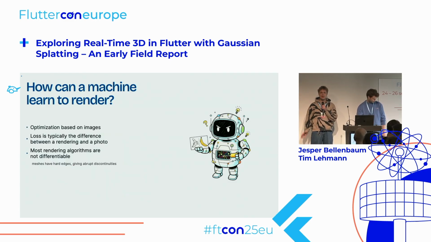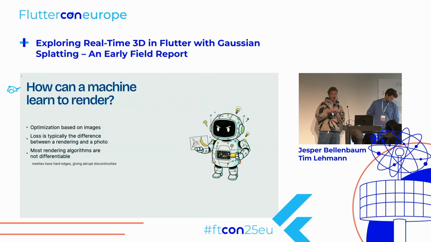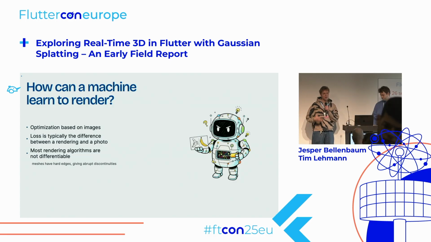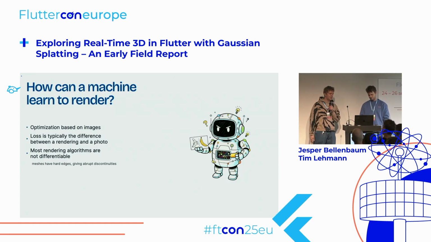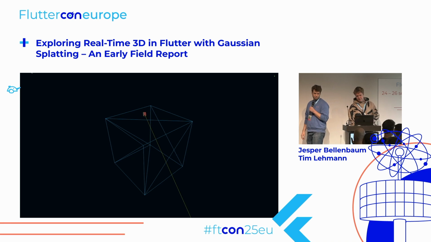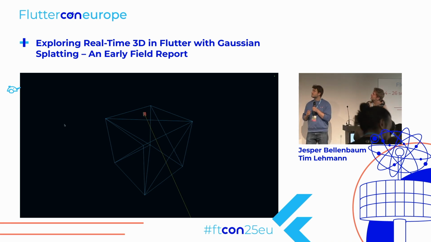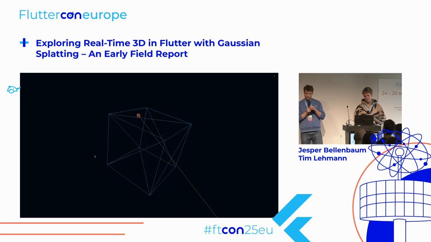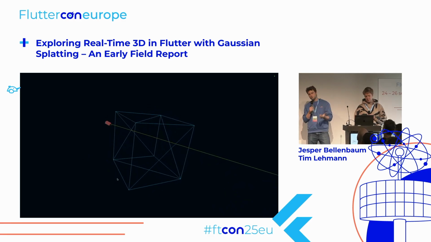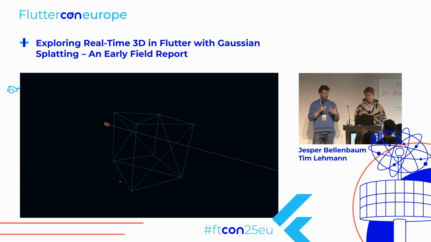The problem is that most classical rendering algorithms aren't differentiable. So the machine doesn't know which way to move in to improve. So we need some new way to represent this rendering so the machine can do that. What we basically need is a 3D scene representation which allows us to employ a differentiable rendering algorithm so that we can use our machine learning tooling in order to create that.